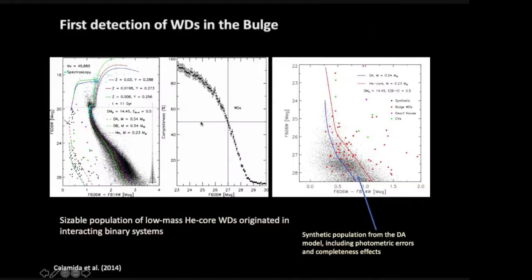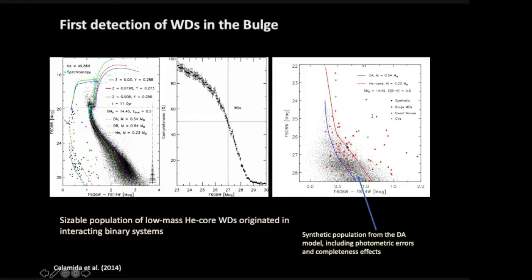Then another result from HST is the first detection of white dwarfs in the bulge. A few years ago, Calamida et al. found this. It was interesting, because white dwarfs in the bulge had never been observed. They're here, in the diagram, and lots of them seem to be of low mass. Even if you take away the novae and CVs, there are what seem to be normal white dwarfs that are very low mass.